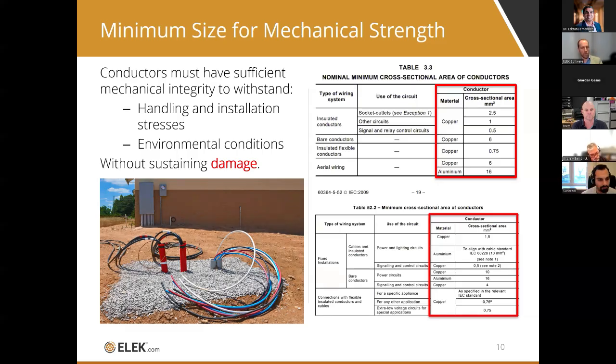The top right-hand corner is the table from AS 3000, which is the Australian standard. Bottom right-hand corner is the international standard minimum size for mechanical reasons, mechanical strength.